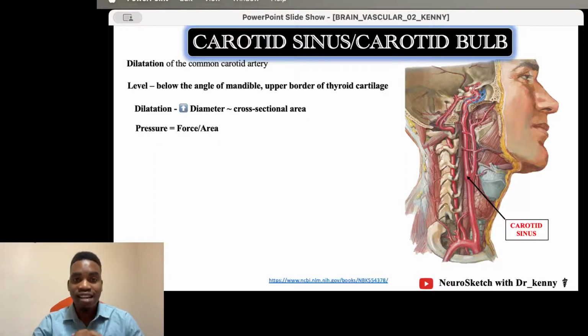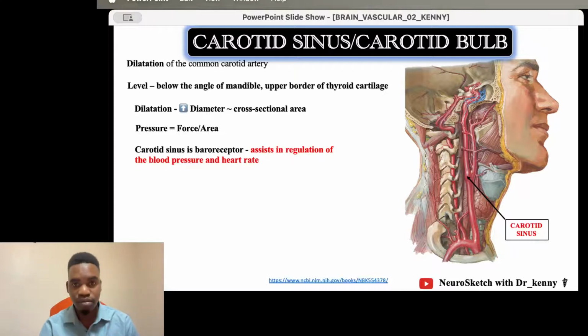This is to say that the carotid sinus, this dilatation, is associated with changes in blood pressure. It has special receptors that we call baroreceptors, or pressure receptors, that will detect changes in the blood pressure. And once they detect this change, they send the information to the brainstem.